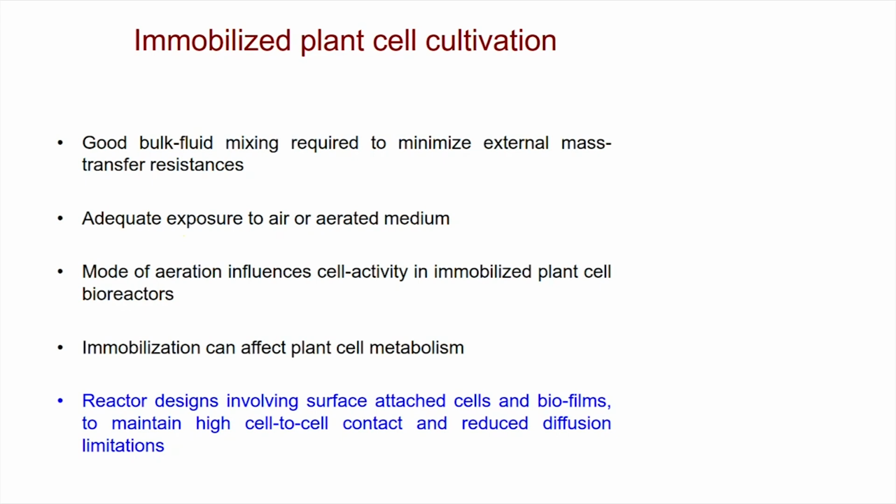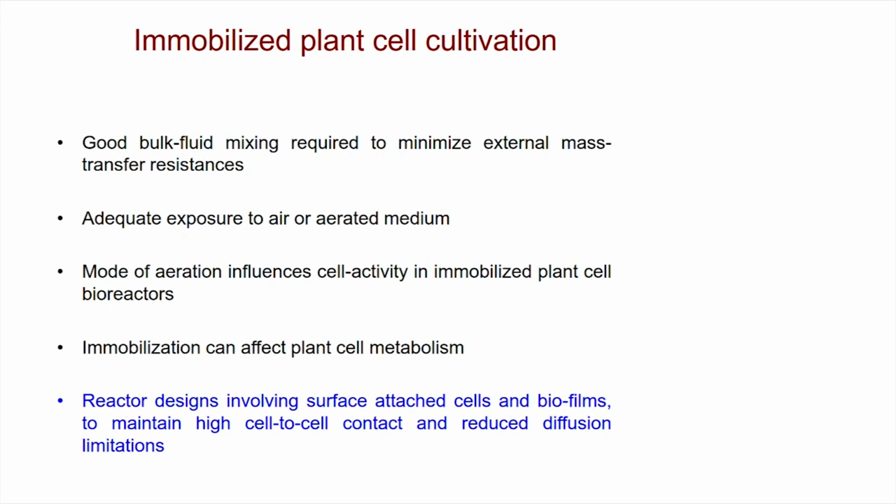There is a separate reservoir because it will help you to aerate the medium. Once it comes out, the medium is aerated in the reservoir such that you have enough dissolved oxygen, and then it is circulated, because mass transfer is a limitation in immobilized reactor systems, or the external mass transfers. Now, immobilization can also affect plant cell metabolism, so cell viability has to be tested.